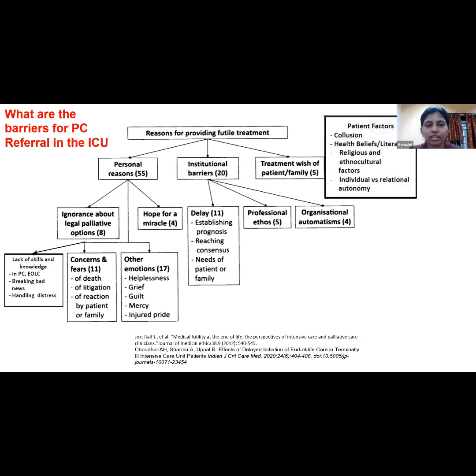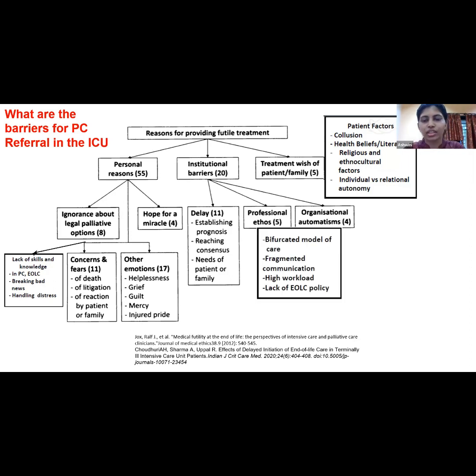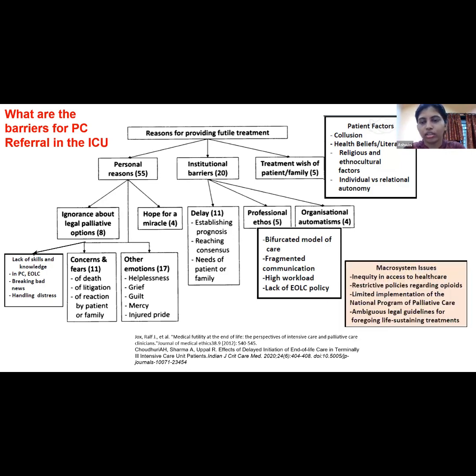The institutional barriers are delay in establishing prognosis and reaching consensus on needs of family or patient. Then professional ethos and organizational automatism involve a bifurcated model of care, fragmented communication, high workload, lack of end-of-life care policy. Macrosystem issues involve inequity in access to healthcare, restrictive policies regarding opioids, limited implementation of the National Program of Palliative Care, ambiguous legal guidelines for foregoing life-sustaining treatments.